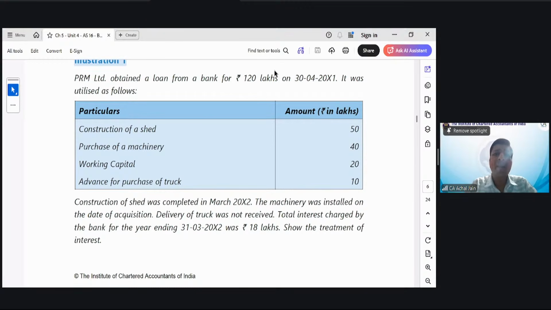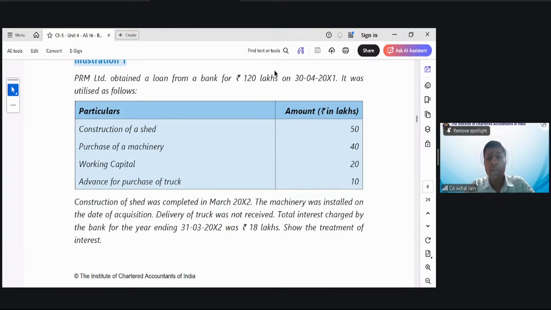When you say working capital, it is not a qualifying asset. Working capital means working capital for the business. So any interest portion on 20 lakhs, will it go to P&L? Answer is yes, straightforward, because it's not a qualifying asset. So interest has to go to P&L except when it is incurred for a qualifying asset.